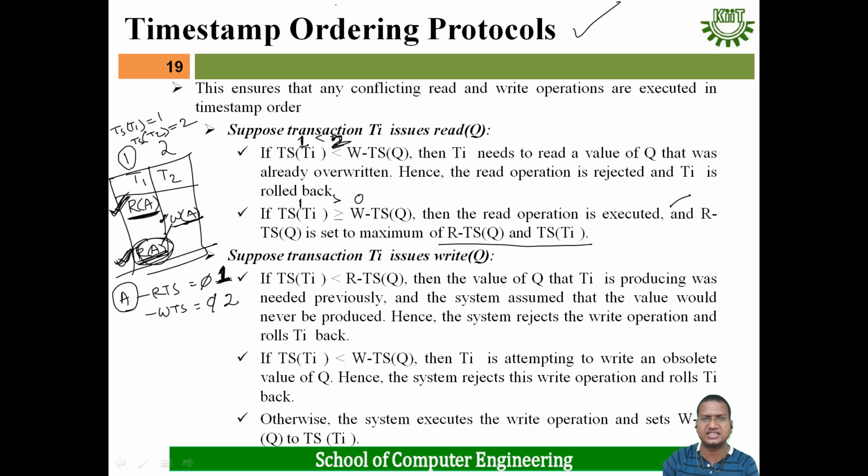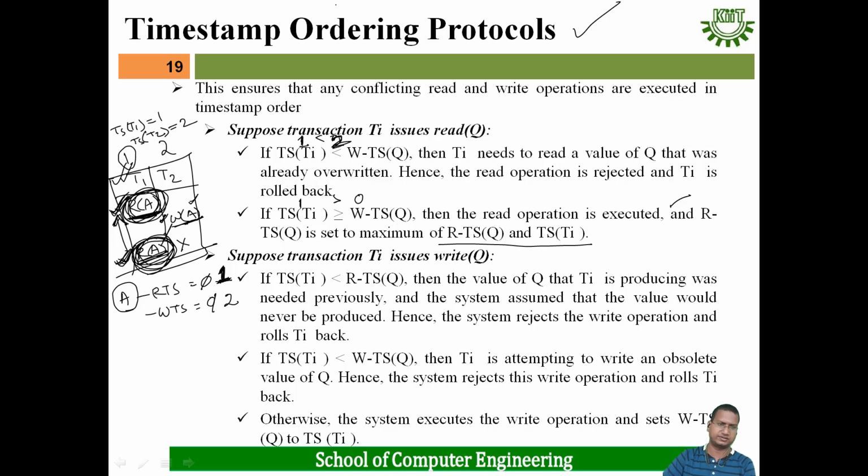When such a situation arises, Ti needs to read a value of Q that was already overwritten. That means this data item is already overwritten by the T2 transaction. Hence, the read operation is rejected and Ti is rolled back. That means this read operation will not be allowed. It will be rolled back means this T1 transaction will be scheduled again later on. The first read operation will not create a problem, but the second read operation will. So the entire transaction has to be rolled back and scheduled later. Okay, this is all about the read operation.